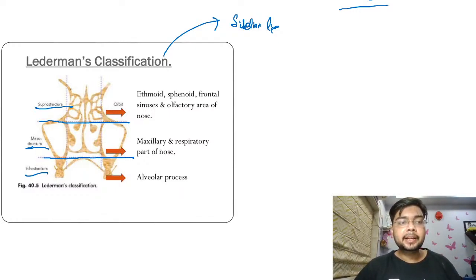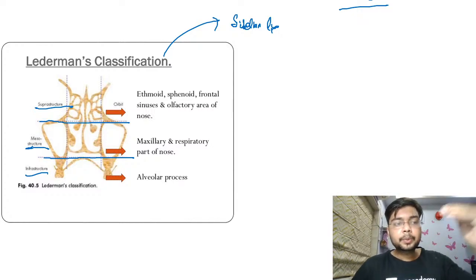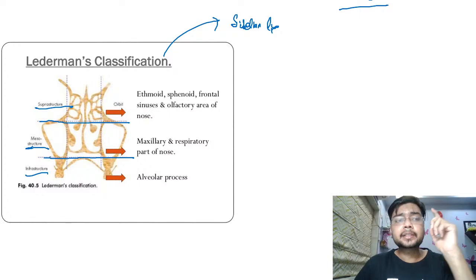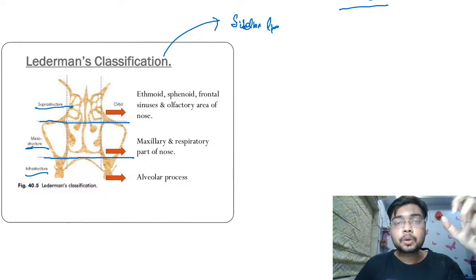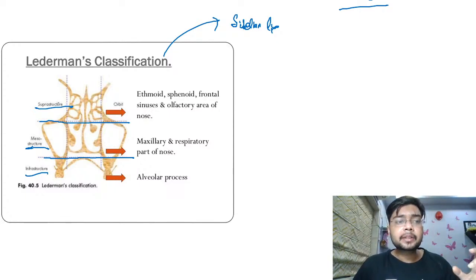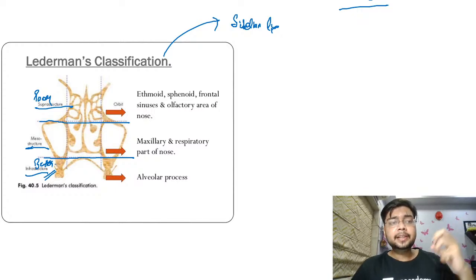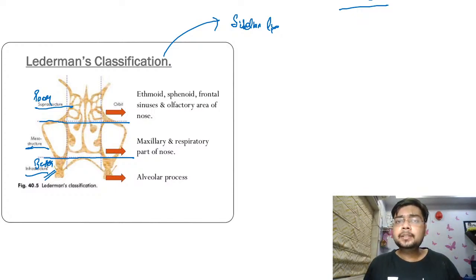So it is dividing it again into supra, meso and infrastructure, and the significance is again the same. Suprastructure, being closer to the orbit and cranial cavity, carries a poor prognosis, and the infrastructure carries a better prognosis, right?